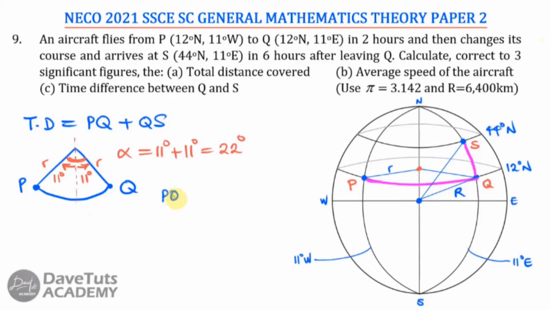So the first distance PQ that we are looking at will be nothing but alpha over 360 multiplied by 2 pi r. But now, we are not given r at all, because this r is the radius along the parallel of latitude. What we are given is the radius R, the radius of the earth. Now, if you want to look at the two, this is going to come out very clearly now.